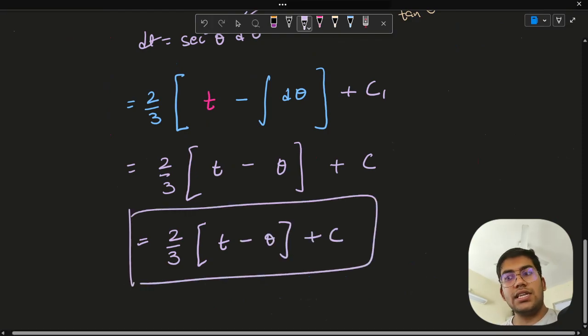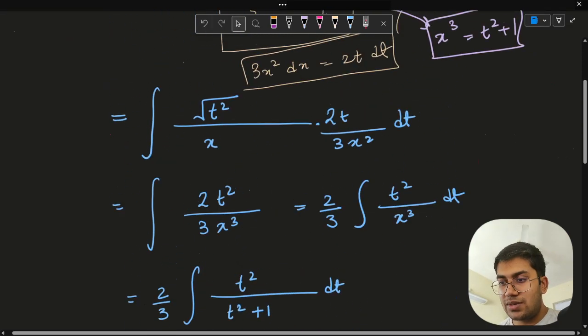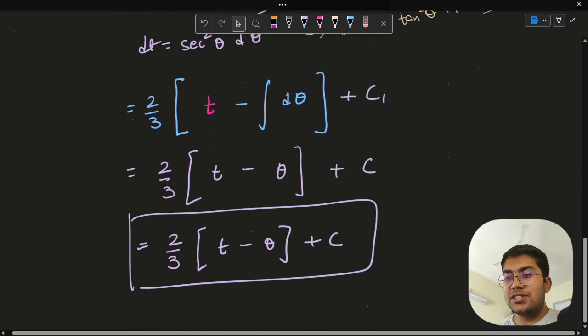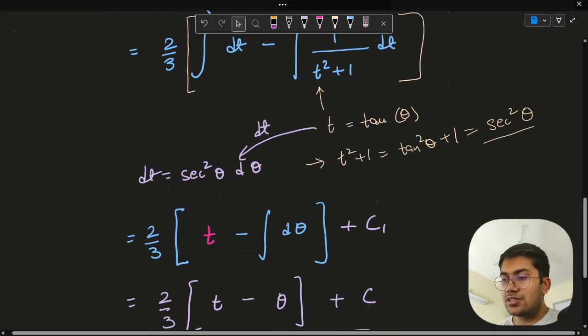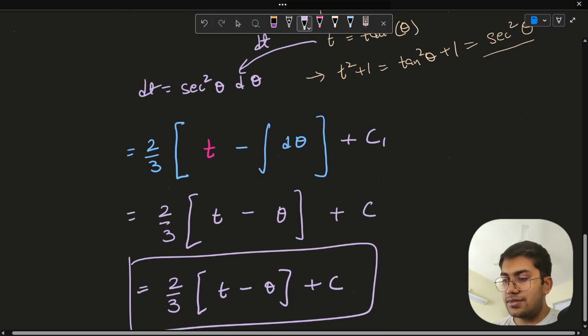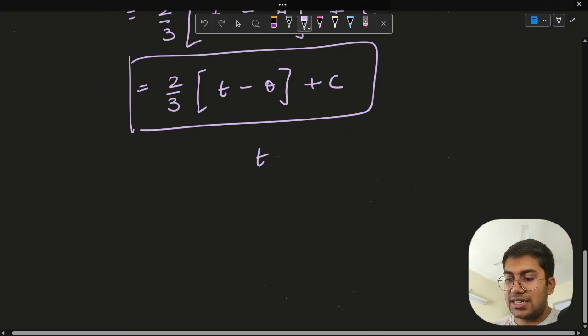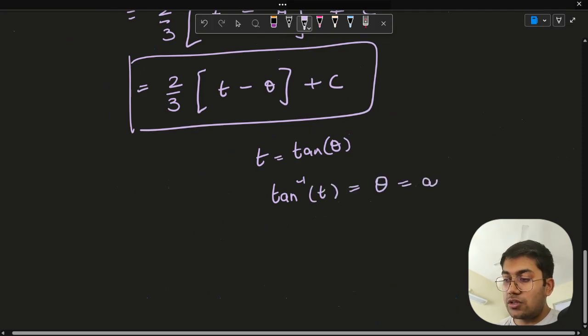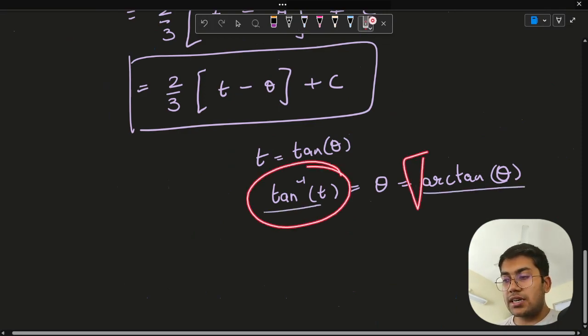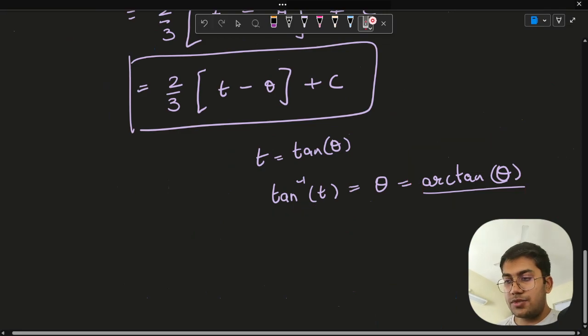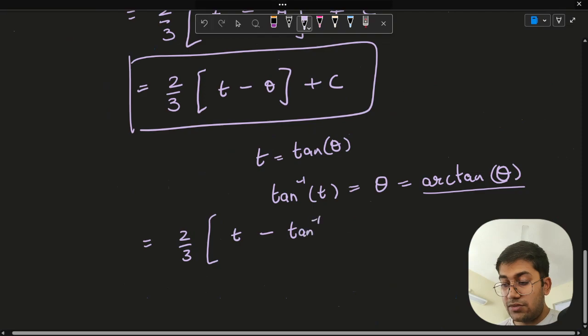But you would say, Sinan, where is the x? We have no x in our answer. So what I'll say is just do the back substitution. So t is tan theta. We started with, what I could say, theta is tan inverse t, which can also be written as arc tan t. Depends on whether you use this notation or this notation. Basically, I'm comfortable with this, I know this one as well. So now we get 2 over 3 t minus tan inverse t plus some constant.